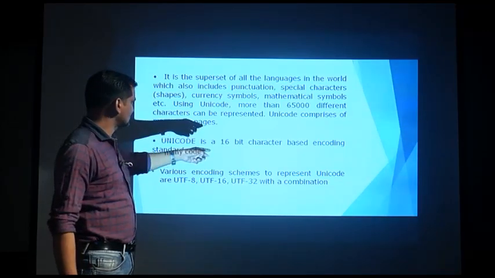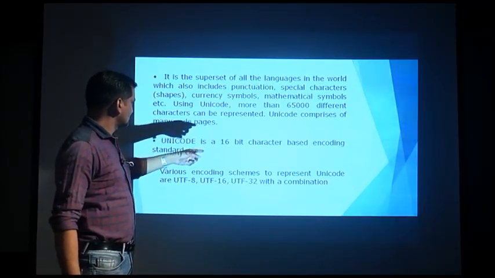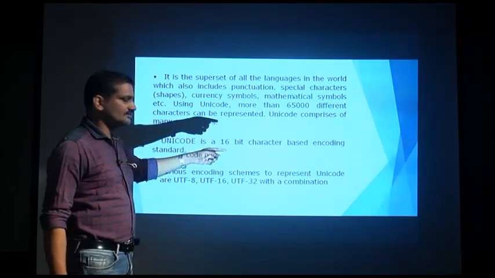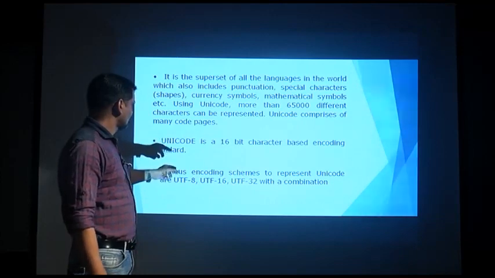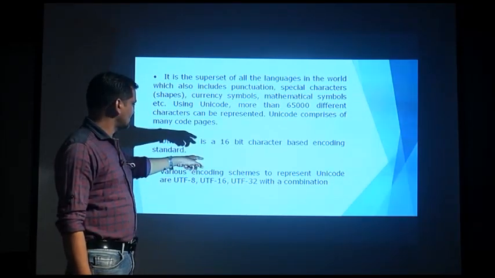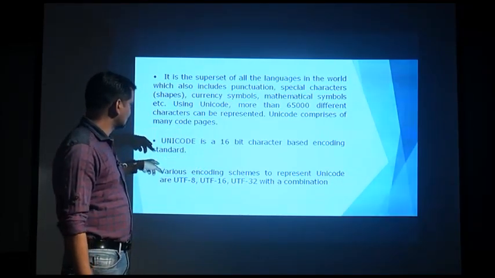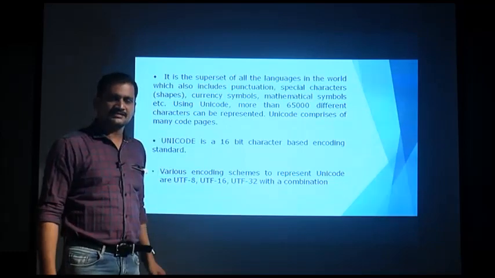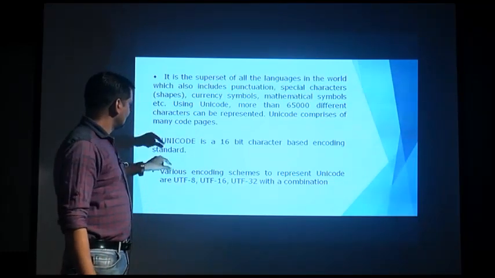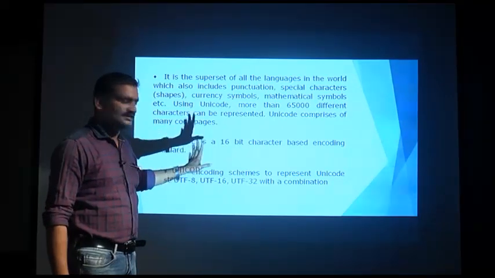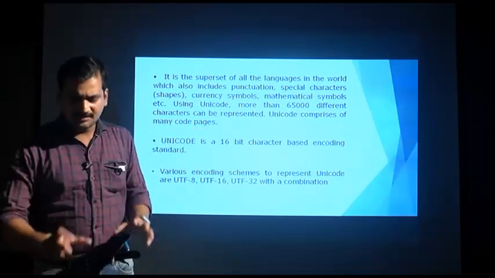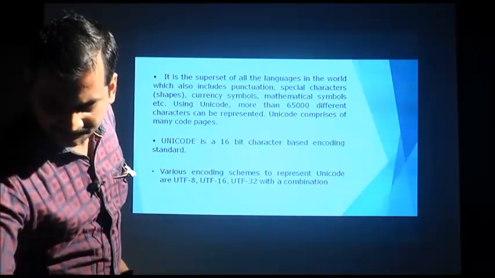These are the various encoding schemes used for the representation of Unicode characters, that is UTF-8, UTF-16 and UTF-32, Universal Transformation Format. UTF-8, 16 and 32: the first uses 8 bits, the next uses 16 bits, and the last uses 32 bits, a combination of bits for the representation of a character.